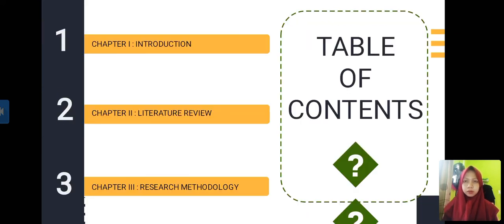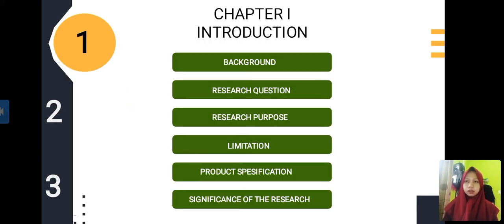So this is the table of contents of my thesis proposal. There are 3 chapters: Chapter 1 Introduction, Chapter 2 Literature Review, and Chapter 3 Research Methodology. I will start from Chapter 1 Introduction. I will explain about background, research question, research purpose, limitation, product specification, and significance of the research.